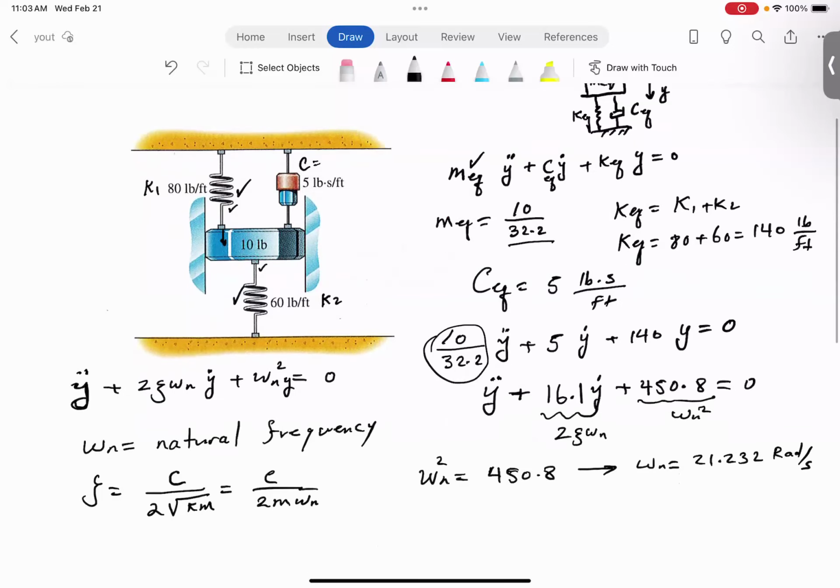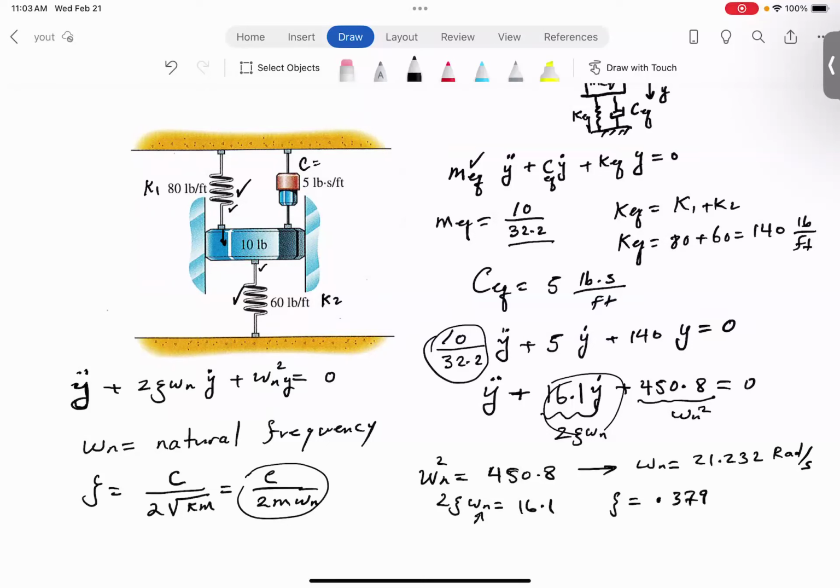All right. And then our zeta, if you try to figure it out, you could use that or just the same thing that you see here. Doesn't matter. In fact, let me just use that notation, that 2 zeta omega n is equal to 16.1, and then plug in for omega n. So zeta should come out to be about 0.379.